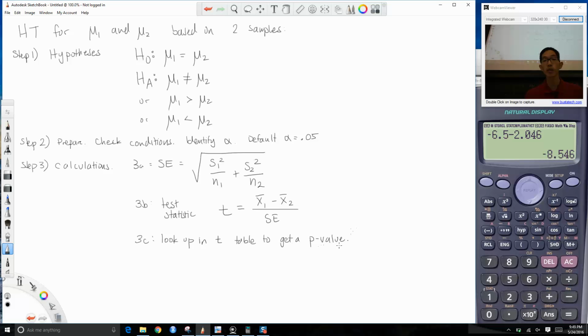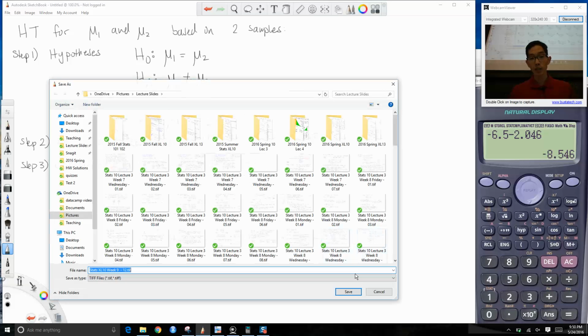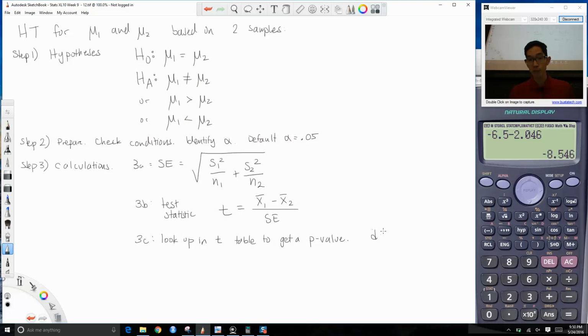Okay, and this works exactly the same way as it did when we did hypothesis testing with 1 sample. We're going to look it up in the t-table to get a p-value, and here again, degrees of freedom is equal to n minus 1. Use the smaller n. Use the smaller of n1 and n2. So you've got two n's, and use the smaller one.